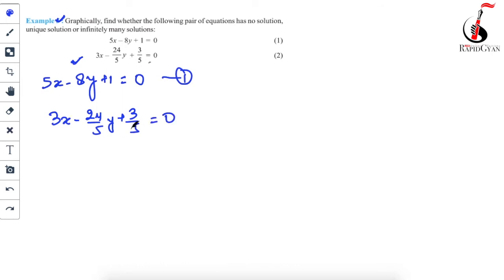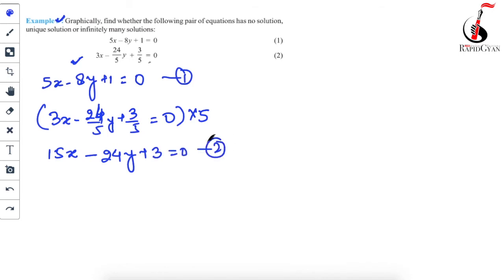I am seeing that 5 is there in the denominator. So I am going to multiply the whole equation by 5. So I will get 15x minus 24y plus 3 is equal to 0, as the 5 gets cancelled. This will be my equation number 2. Okay, hope it's clear.